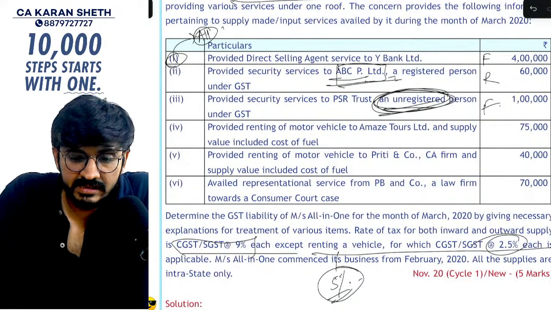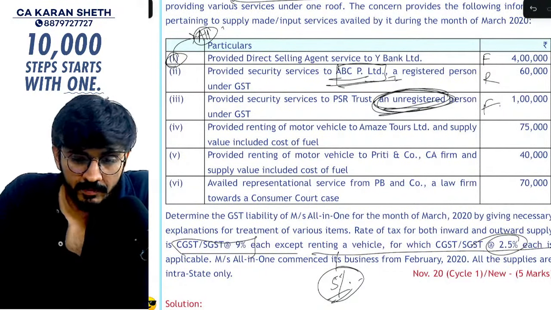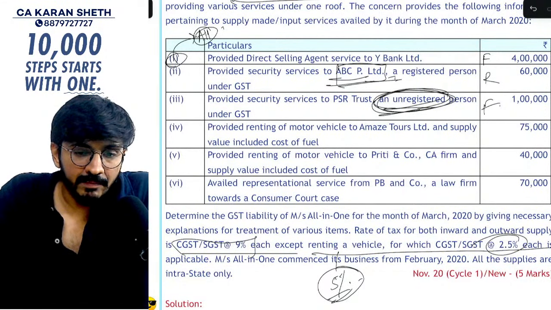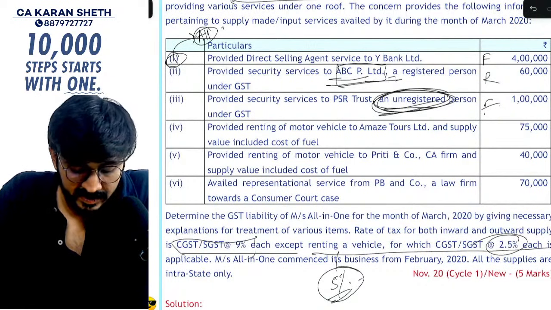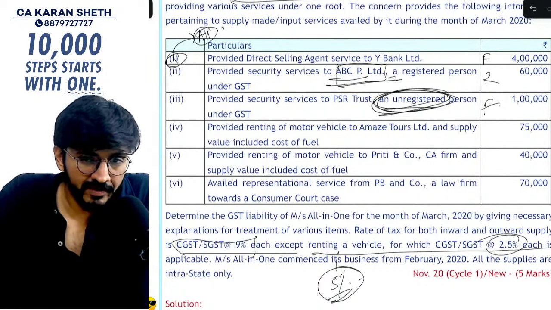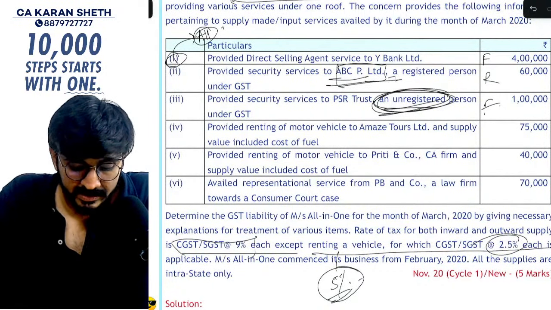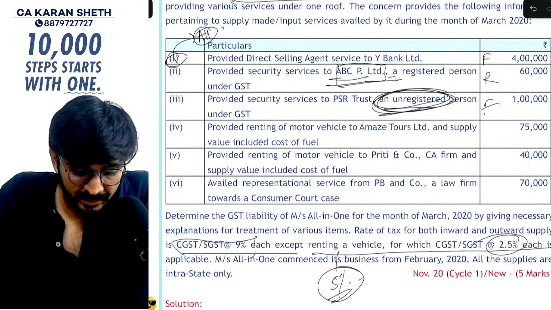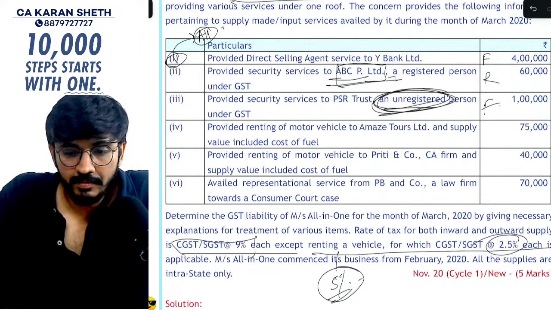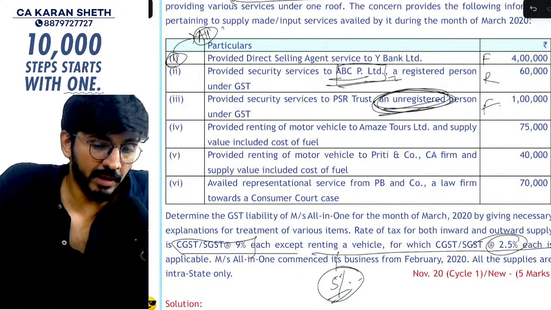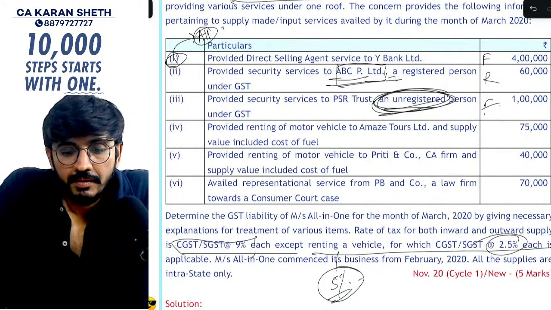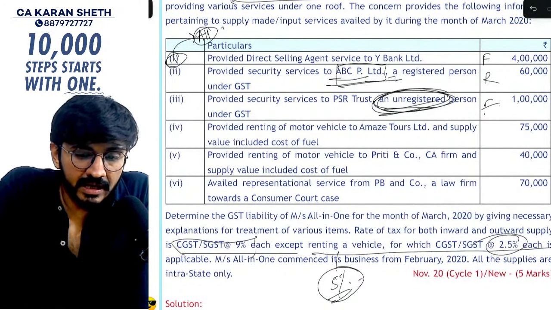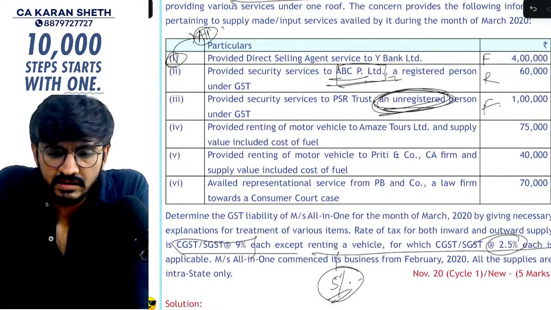Fantastic. Again, next. Sorin, tell me quickly, what will come in the fourth? Supplier is a partnership firm giving renting of motor vehicle service to a recipient, Amer Tours, which is a body corporate. Okay, what will happen in that case? And it includes cost of fuel. And GST rate is 5%, by the way. What will happen? Come on, guys, answer. There are 12 people out there. Please answer.